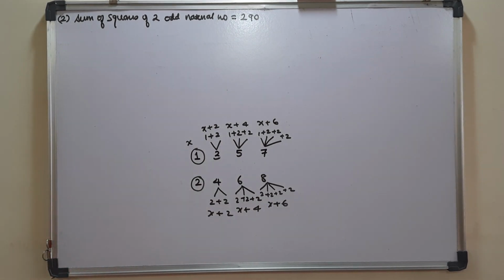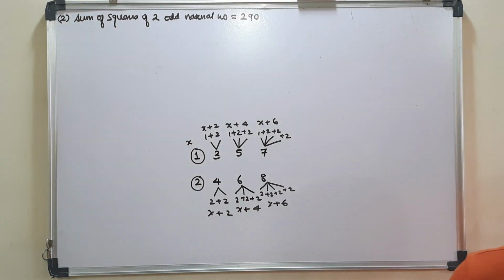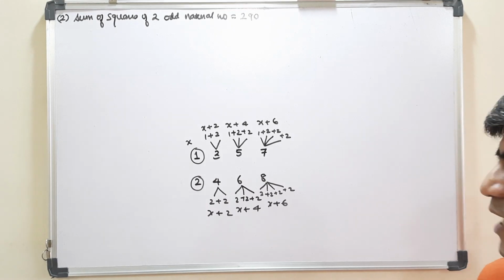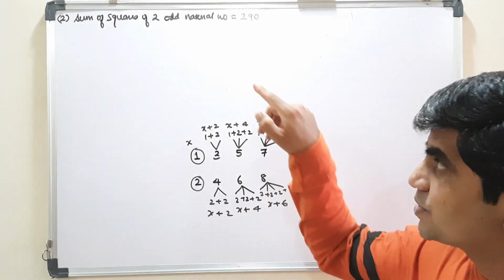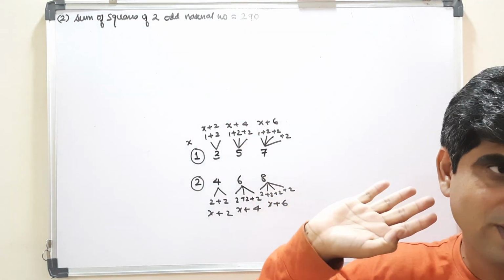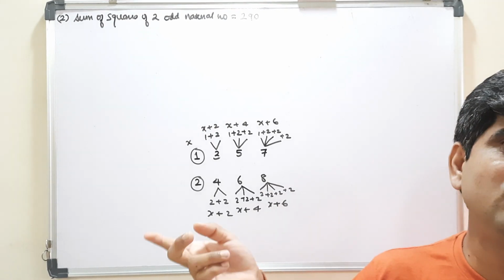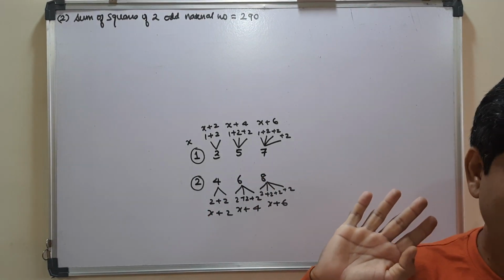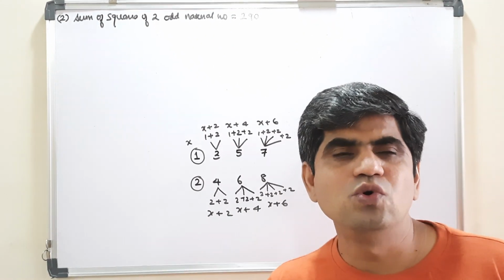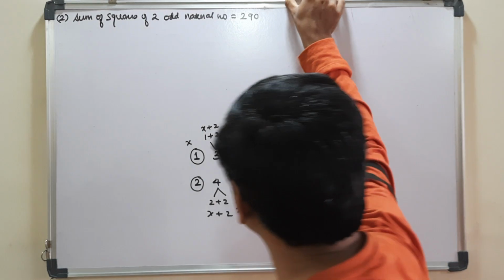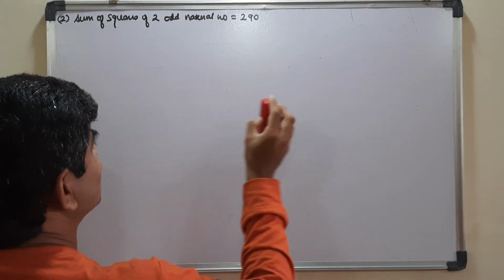So what did you understand from this? You understood one thing, that whether it is an odd natural number or an even natural number, the next number is obtained by adding the difference of 2 to the previous number. Okay? Means, whether it is even or odd, you will be adding with a difference of 2.